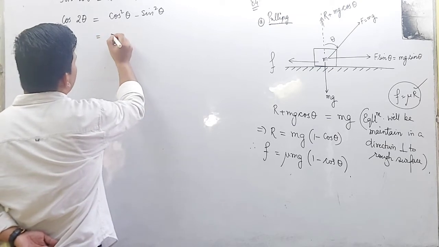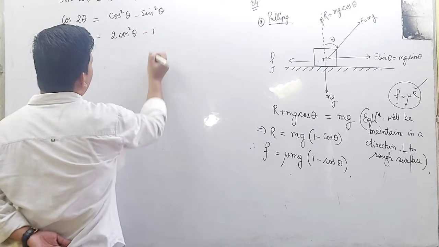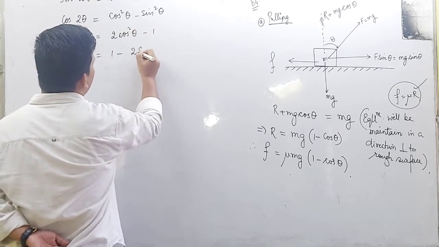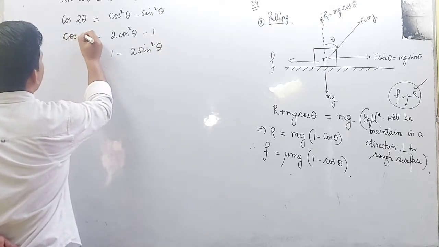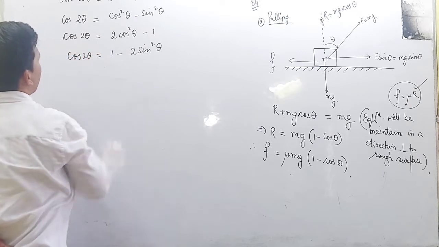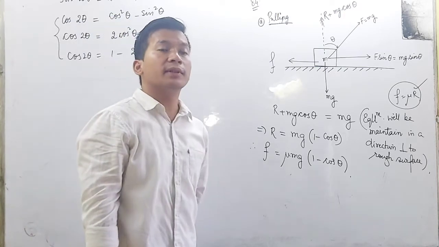This can also be expressed as 2 times cos square theta minus 1, or this can be expressed as 1 minus 2 times sin square theta. That means your cos of 2 theta will have 3 different types of expression.